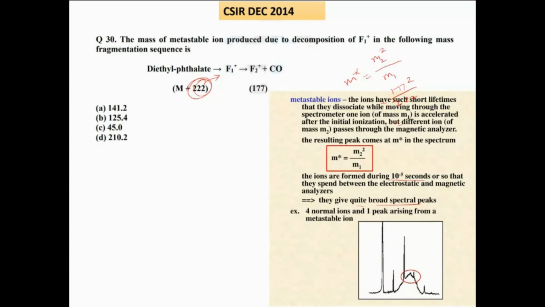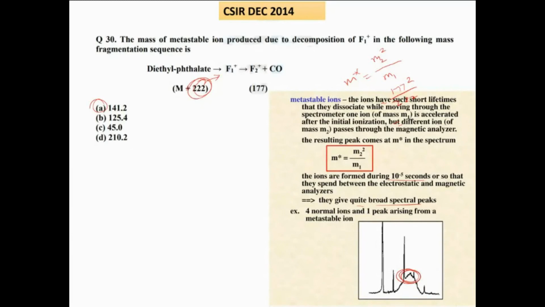They tell you everything; you only have to find the mass of the metastable peak. So an ion of mass 222 is formed, and when it reaches, it is reaching as 177. One peak is formed, a different peak reaches, so an unstable peak is formed, and they ask its mass. So the formula is M2 square by M1, so 177 square by 222. What is the answer? Option A, ma'am. 141.2. That's it. It's a simple formula that you just substitute into. Okay?